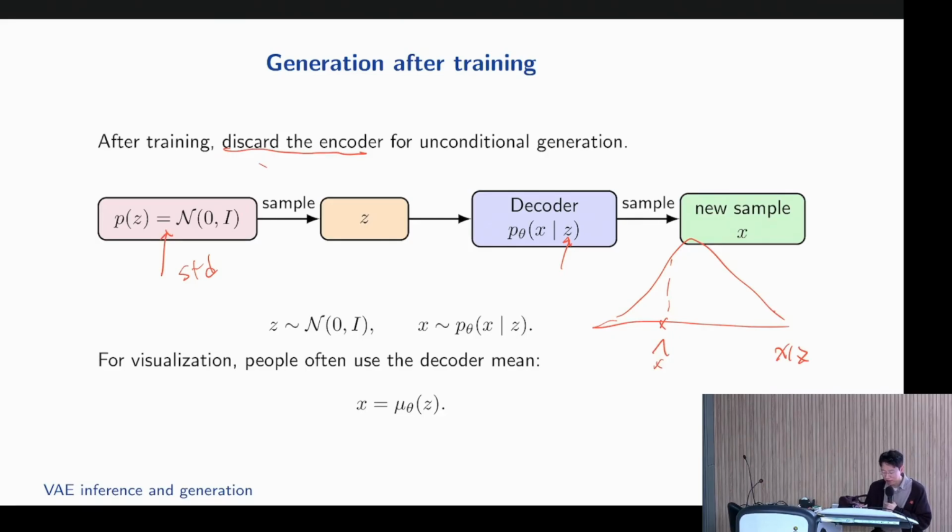And for visualization, people often use just the mean parameter. This guy, that's mu theta of Z.